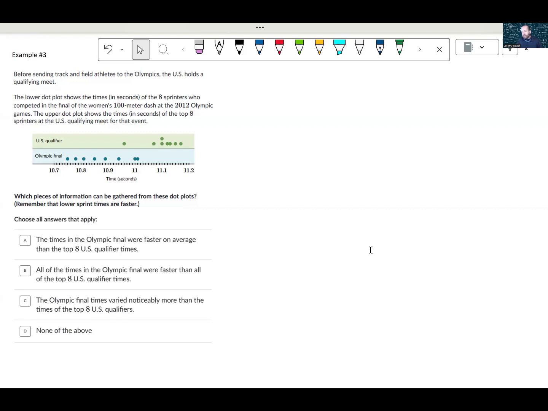The upper dot plot shows the time for the top 8 sprinters in the U.S. qualifying meet, and then the blue is for the Olympic final times. And it says, which pieces of information can be gathered from these plots? For A, it says the times in the Olympic final were faster on average than the top 8 U.S. qualifier times. Okay, so we could use our mean rule again for this, or we could actually calculate what the mean is and see if it's true or false.